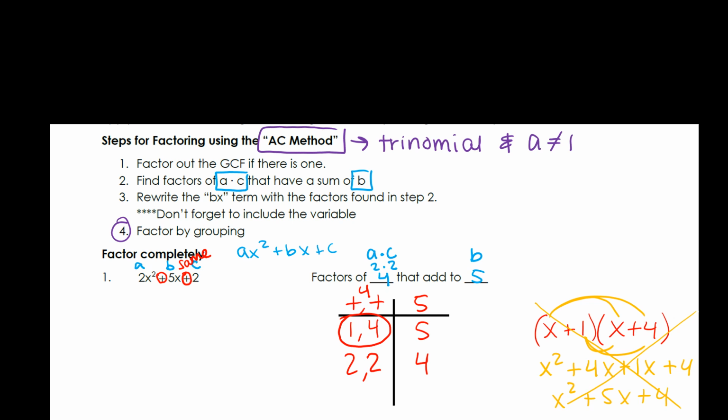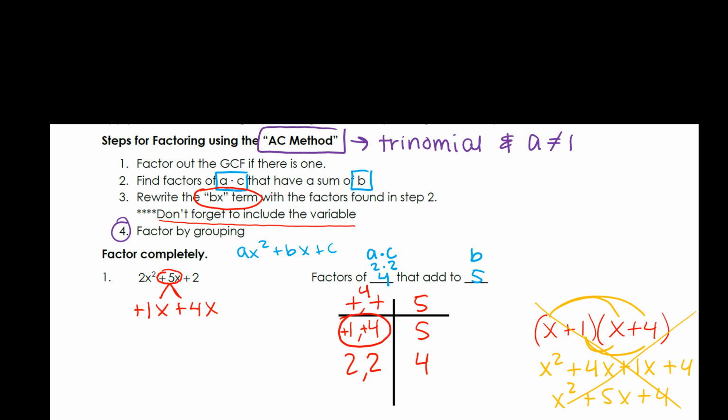We are actually going to do something different with these two numbers. So finding the two numbers is the same process. However, once we find those numbers, we're going to rewrite the bx term with the factors found in step 2. It also says do not forget to include the variable. So I'm going to erase a few things here just so we're looking at a clean problem. If I'm rewriting my bx term, that's this plus 5x. So I'm splitting that up into a positive 1x, right? That comes from this positive 1 and this positive 4, so plus 4x. If I combine those back together, that should get me to my original b value of 5x. So 1x and 4x makes 5x.